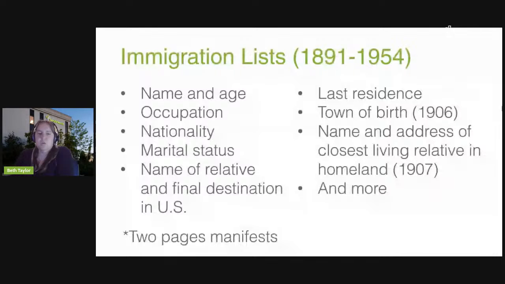And there's a lot more information on these later passenger lists. One thing to note is that these do tend to be 2-page manifests. And so it's very easy to skip the second page. So when you do find your ancestor, make sure that you're looking for both pages. And there are areas and time periods in which when they film them, they actually film them out of order. And so the second page is first. So keep that in mind.